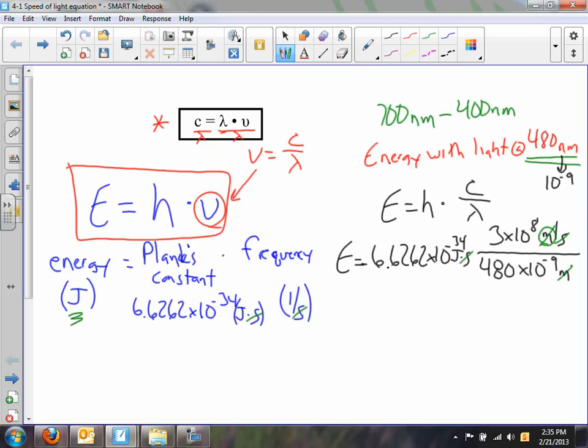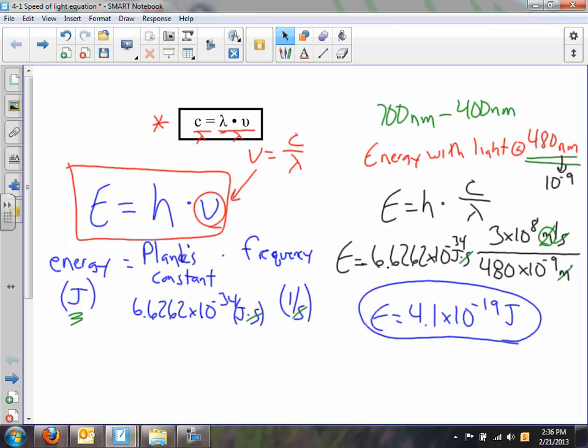Everything cancels out except for joules. If we multiply 6.6262 times 10 to the negative 34 times c, which is 3 times 10 to the 8th, and then divide it by 480 nanometers, or 480 times 10 to the negative 9 meters, we end up getting energy of 4.1 times 10 to the negative 19 joules. That is the amount of energy associated with light at 480 nanometers.